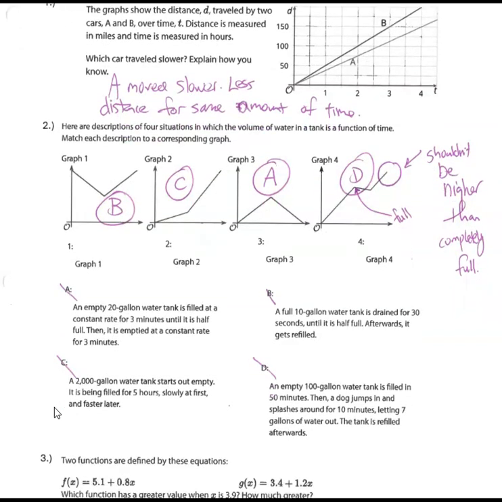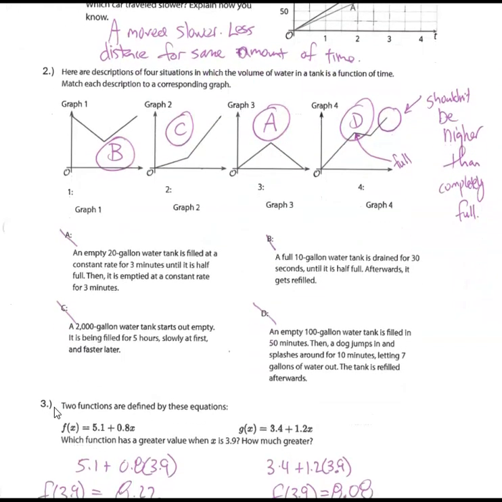On number 2, you're supposed to match the situation with the graph. So the only funky thing you can see is B, C, A, D. The only funky thing here is that on the graph, if you look at the description on D, it says that it is an empty 100-gallon tank. It is filled in 50 minutes. Then a dog jumps in, splashes around, letting out 7 gallons, and then the tank is refilled afterwards. Now, Mr. Olson actually is the one who pointed this out. How could it be full at that high point, splash out a little water, and then get higher than that?